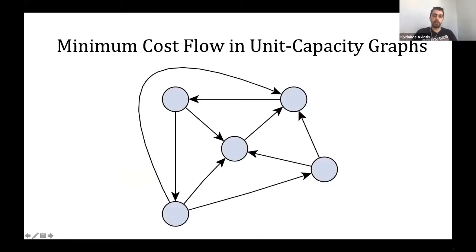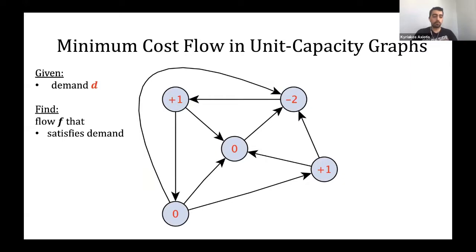We're given a directed graph, and for each vertex of this graph, we're given a demand. Now, we want to find a flow that satisfies this demand, meaning that for each vertex, we want the amount of flow exiting this vertex minus the amount of flow entering this vertex to be equal to the prescribed demand on the given vertex. So for example, this is a flow that satisfies the demand, and you can see that in the top left vertex, for instance, the amount of flow exiting is 2, the amount of flow entering is 1. So 2 minus 1 is equal to the prescribed demand, which is 1.